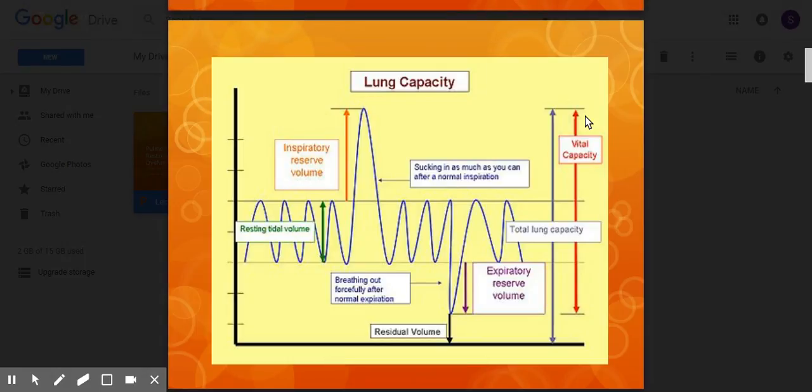The second capacity that we're going to discuss is vital capacity. Vital capacity is essentially the same as total lung capacity minus that dead airspace known as residual volume. So vital capacity is the amount of expiratory reserve, tidal volume, and inspiratory reserve.